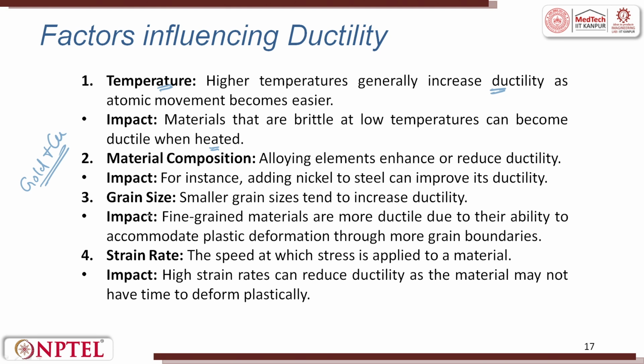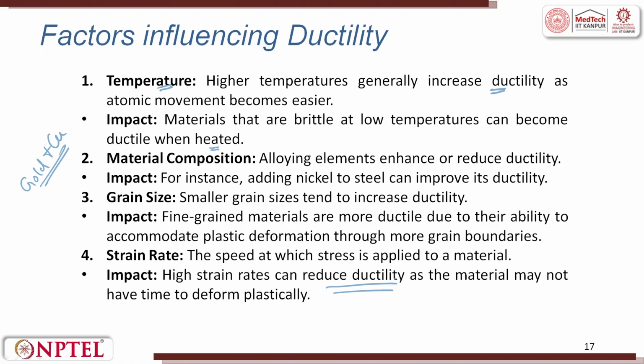Next is grain size. Smaller grain size increases the ductility. Fine grain materials are more ductile due to their ability to accommodate plastic deformation through more grain boundaries. Strain rate is the speed at which stress is applied to a material. High strain rates can reduce the ductility. For example, if you take a rubber band and instantly pull it at a very high speed for a longer elongation, it shatters.